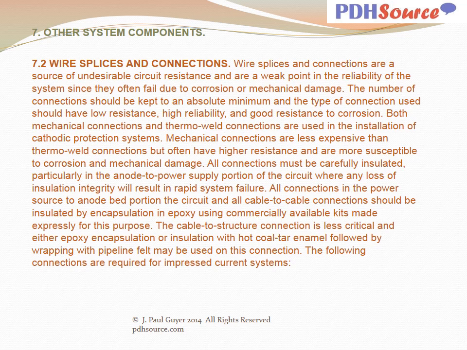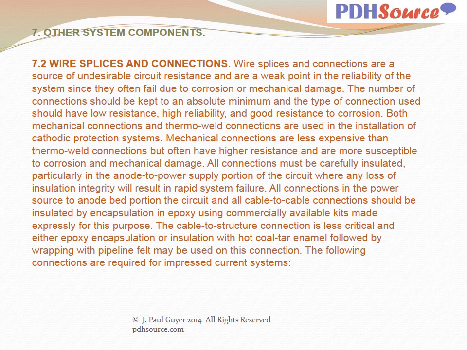Mechanical connections are less expensive than thermal weld connections, but often have higher resistance and are more susceptible to corrosion and mechanical damage. All connections must be carefully insulated, particularly in the anode to power supply portion of the circuit, where any loss of insulation integrity will result in rapid system failure. All connections in the power source to anode bed portion of the circuit and all cable-to-cable connections should be insulated by encapsulation in epoxy using commercially available kits made expressly for this purpose.